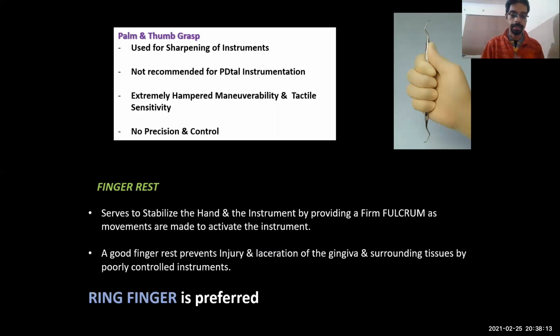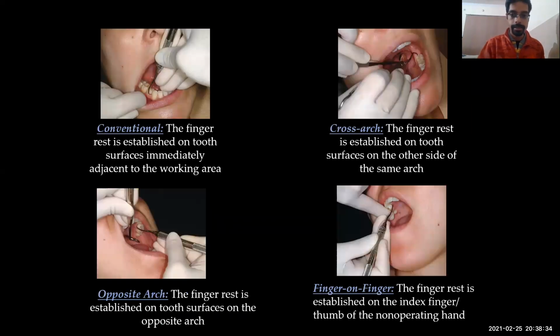Now, coming on to the finger rest, it serves to stabilize the hand and instrument by providing a firm fulcrum as movements are made to activate the instrument. A good finger rest prevents injury, laceration of the gingiva, and surrounding tissues by poorly controlled instruments. Now, the ring finger is basically used for the finger rest. See, these are the types of rests.